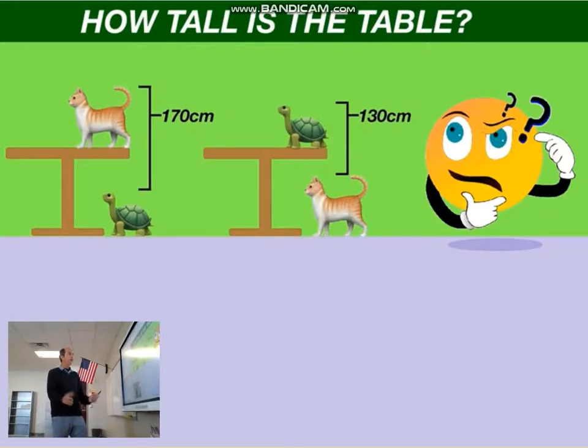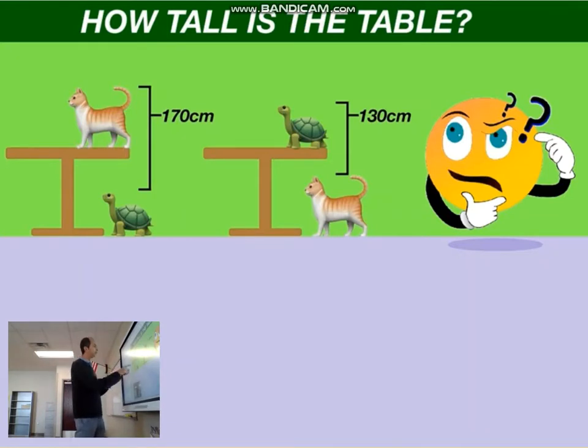Hello and welcome back. Check the math puzzle that you have today. It is about pets. We have a cat and a turtle, and they are going up and down on the table. How tall is the table?